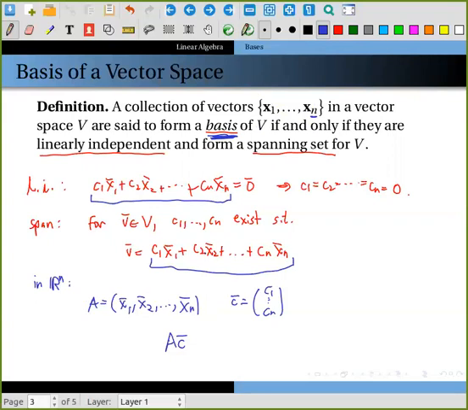And both of these questions, spanning and linear independence, can be answered by asking, does the inverse of this matrix exist? So we need to determine whether this inverse exists. Okay, and so we're going to do some examples and see where this leads.